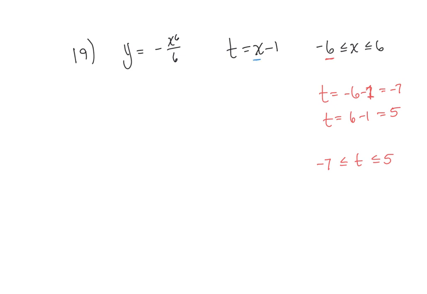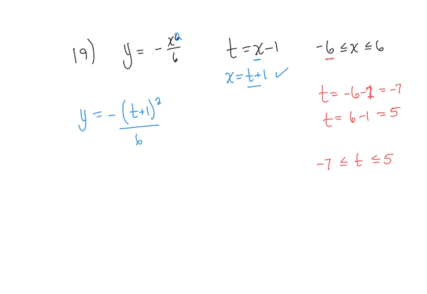I'm going to get the x by itself. So I'm going to add that over. X equals t plus 1. That's one of them. X with a t. Then I'm going to use this guy to set my y up with a t. So I'm going to plug that in for x. So y equals negative, and instead of x squared, that's not to the 6, that would be gross, t plus 1 squared over 6.